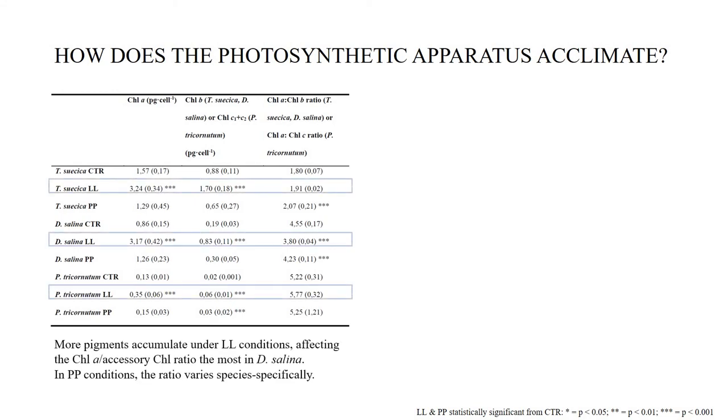Even though the ratio of chlorophyll A to accessory chlorophylls did not vary much between the control and low light of Tetraselmis suecica and Phaeodactylum tricornutum, it was not the case for Dunaliella salina, who showed a significant decrease of the ratio under low light that perhaps occurred due to a change in the stoichiometry of the photosynthetic subunits. As for the photoperiod, the ratios varied among species, implying a species-specific response to this condition.